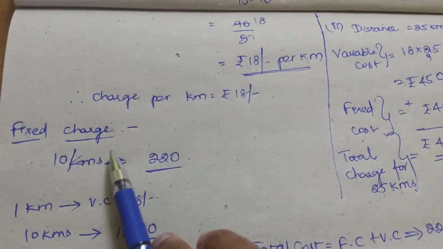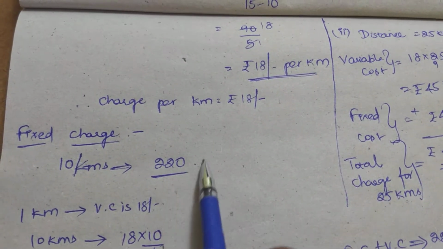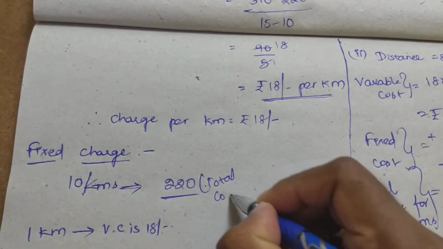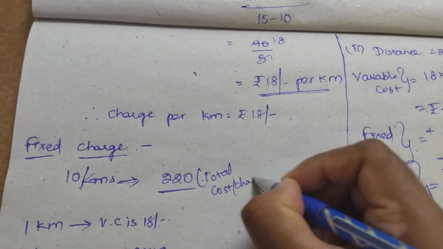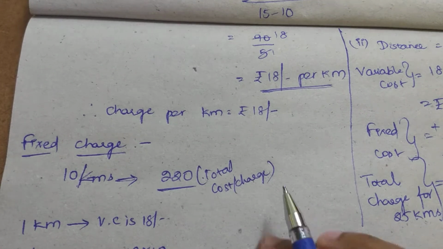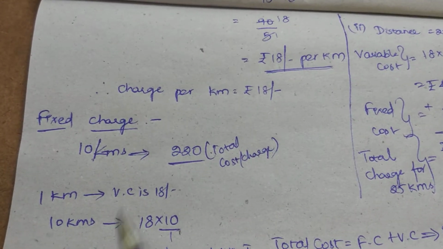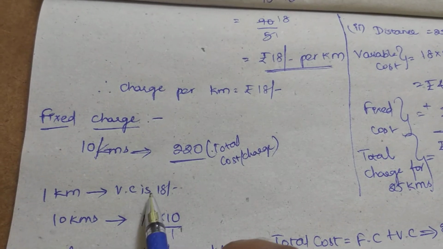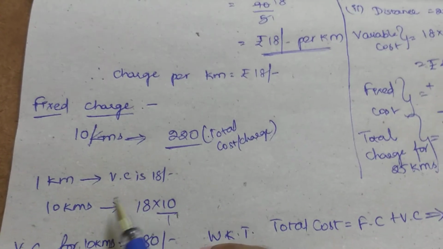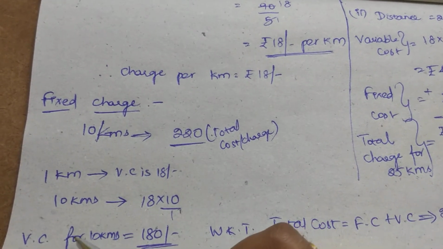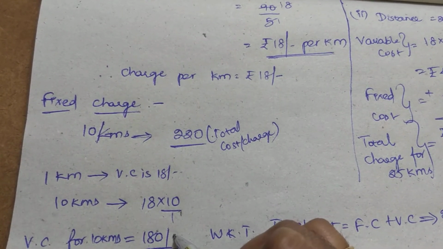So for 10 kilometers what did they give? They gave that the total cost or charge is 220 rupees for 10 kilometers. I will first find the variable cost. For 1 kilometer it is 18 rupees. For 10 kilometers it becomes 18 into 10, which is 180 rupees. This is the variable cost for 10 kilometers.